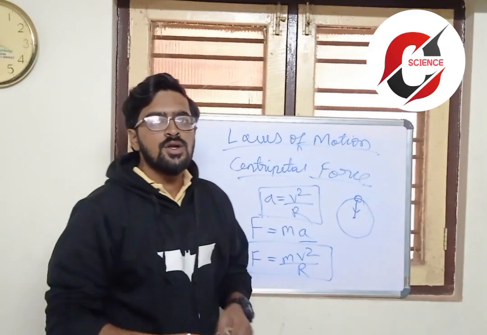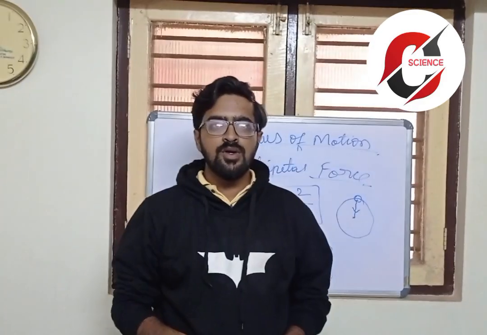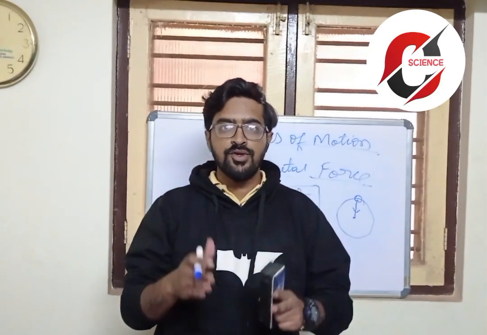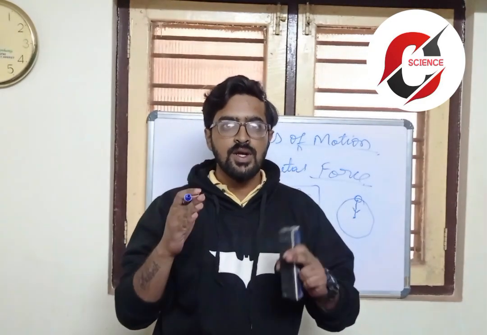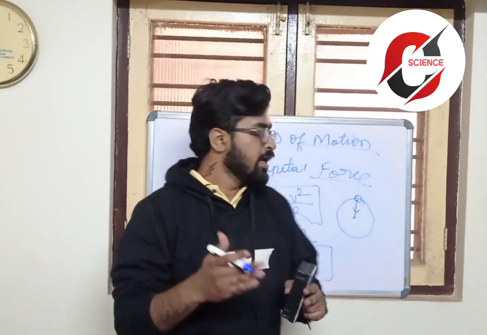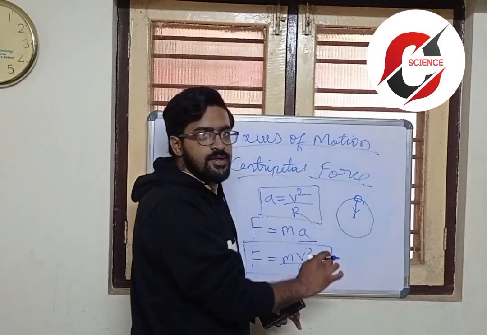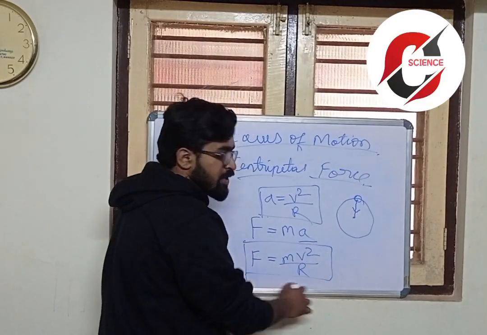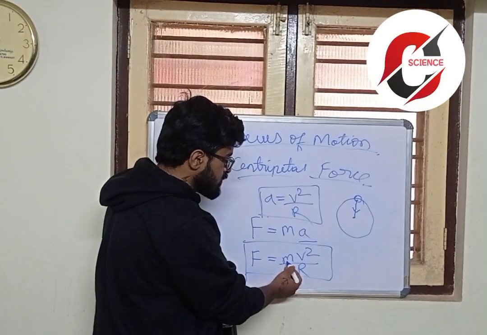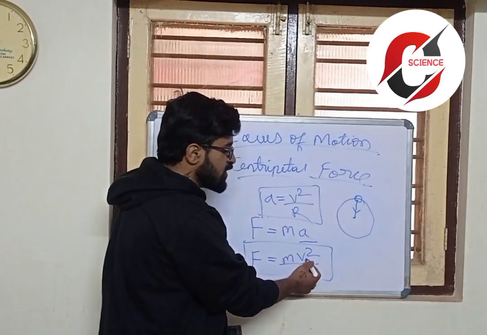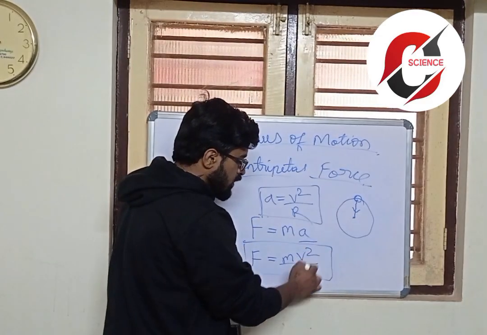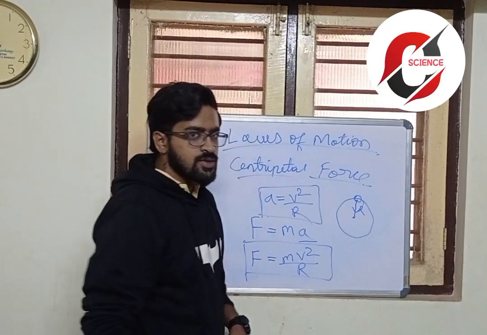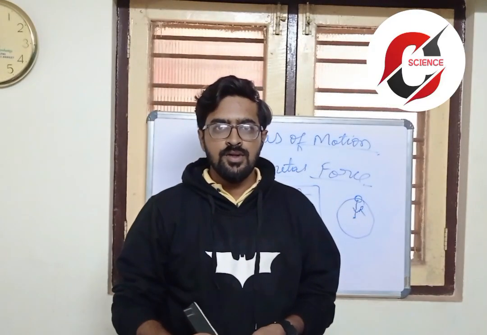So this was about the disadvantages of friction, circular motion, and centripetal force, and how to calculate the centripetal force experienced by this object towards the center. We have derived the equation here. Here m means the mass of the object, v is the velocity of the object, which is squared, and r is the radius. So this was all about laws of motion.